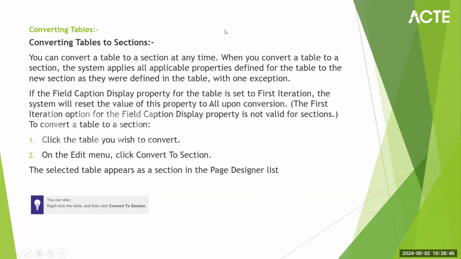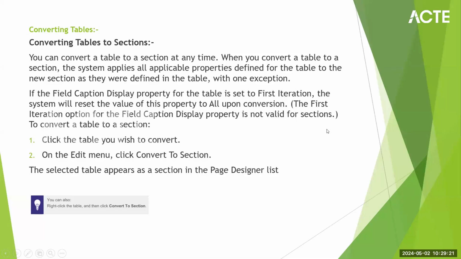Converting tables to the section. You can convert a table to a section at any time, but when you convert, the system applies all the properties defined for the table in the new section, as they are defined in a table, with one exception. If the field caption display property for the table is set to first iteration, then the system will reset the value of the property upon conversion. For example, the first iteration option for the field caption display property is not valid for section.